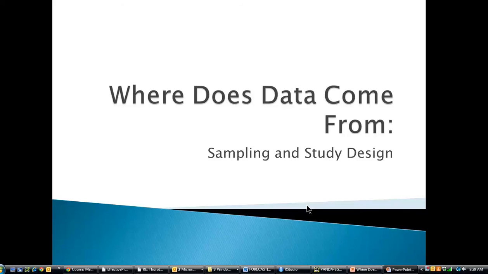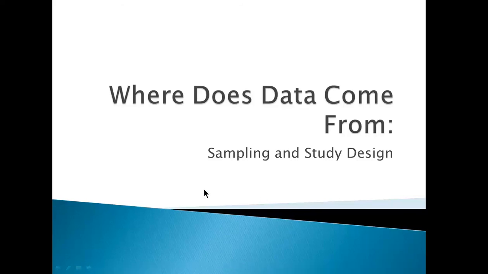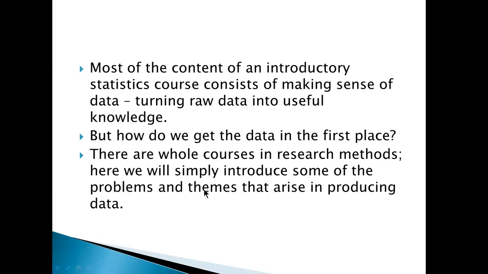In this screencast, we're going to talk about where data comes from. Mostly, in an introductory statistics course, we learn how to make sense of data, turning raw data into useful knowledge, and how to crunch the numbers. But where does the data come from in the first place? In some programs, there are whole courses in research methods. Here we're simply going to introduce some of the problems and themes that arise in producing data.